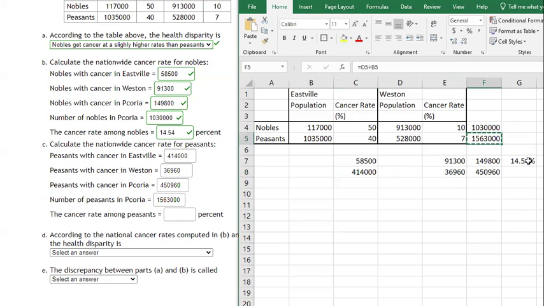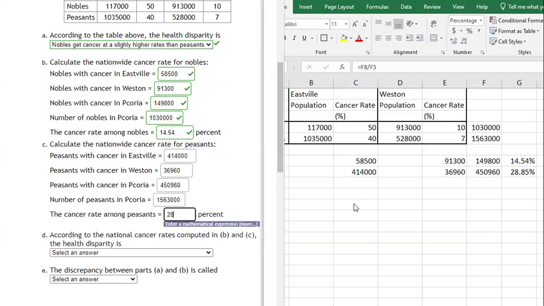And then I'm going to drag this down, and it's going to take the ratio of the number of peasants who have cancer divided by the number of peasants in the nation. And the cancer rate is a lot higher for peasants. The aggregate cancer rate is much higher for peasants than it is for nobles.